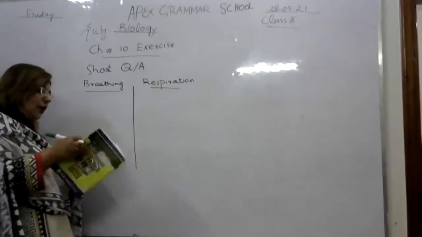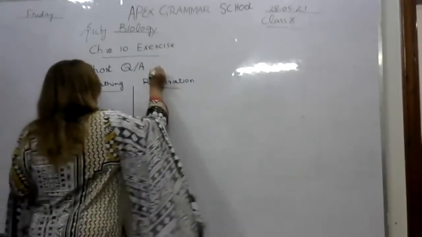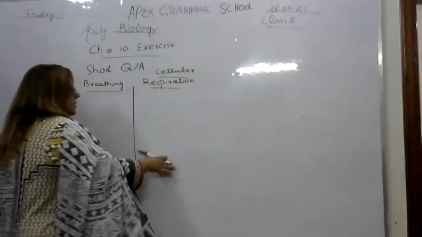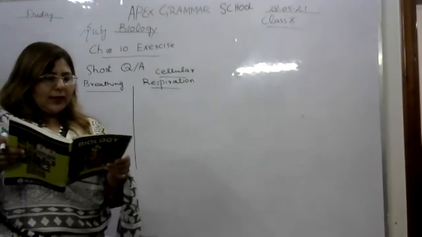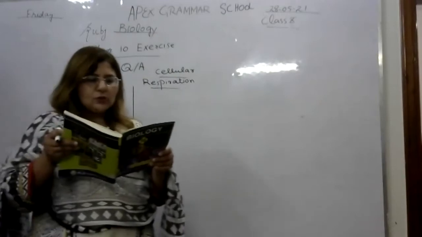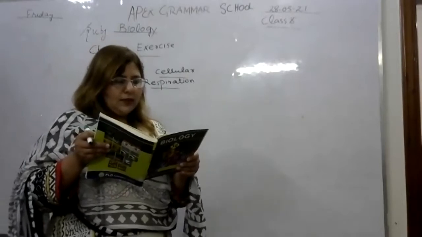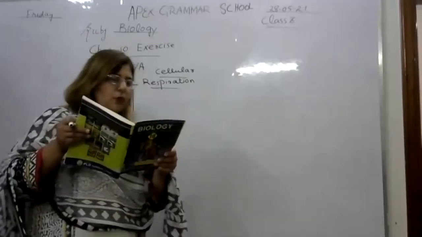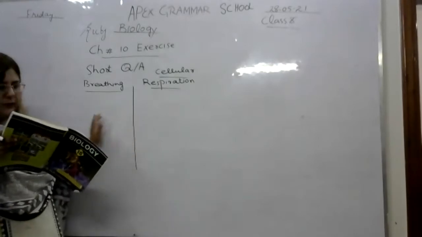We have to tell about breathing and cellular respiration. You will write the answer here, cellular respiration. Now, what is breathing? Look at the third paragraph, page number 2. The term breathing is used for the process through which animals take air into the body to get oxygen from it and then give out the air to get rid of carbon dioxide. Mark it in your book. This answer you will write in this column. So this is the differentiation.